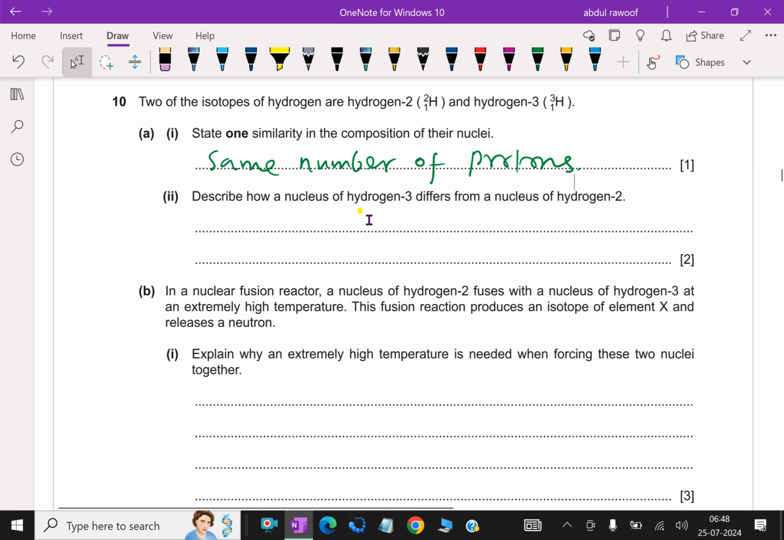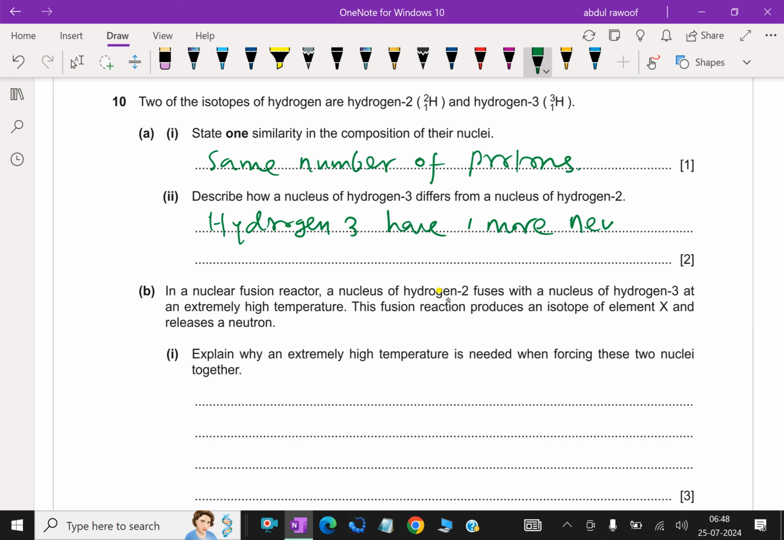Describe how a nucleus of hydrogen-3 differs from the nucleus of hydrogen-2. Hydrogen-3 has one more neutron, that is, hydrogen-3 has one more neutron than hydrogen-2.